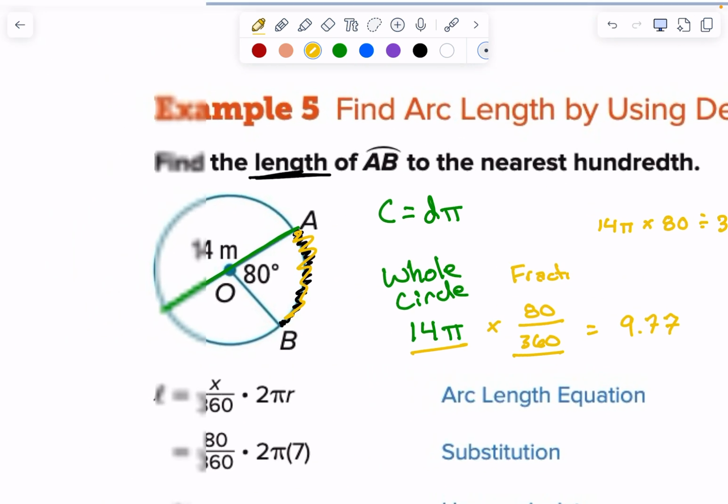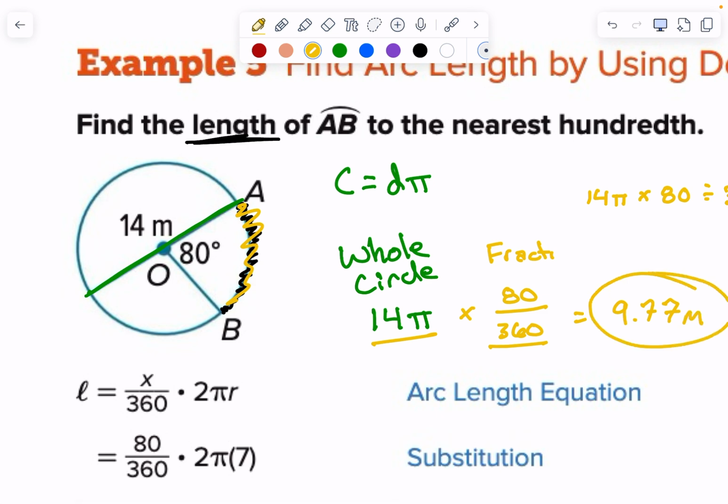9.77, and that is in what units? Meters. There you go. Do you see how that works?